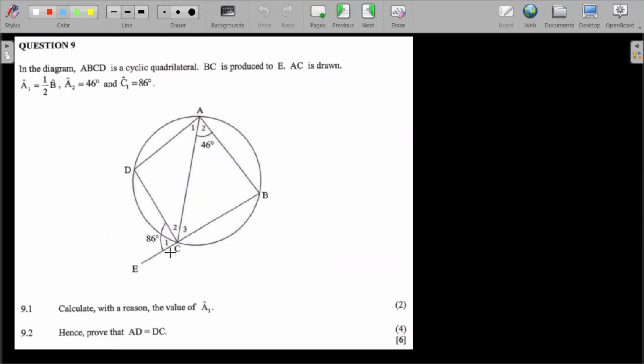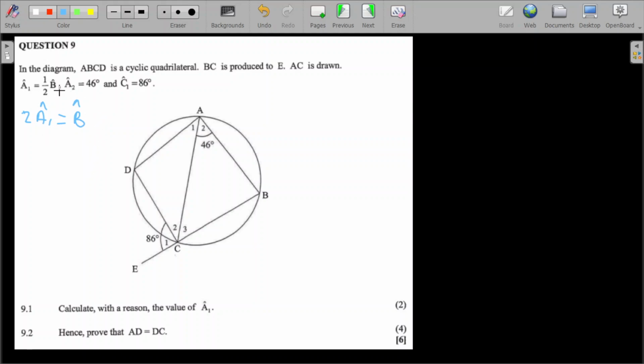Now coming here, on the diagram below, ABCD is a cyclic quad. The properties of a cyclic quad are very, very important. OBC is produced at E and AC is drawn. Then they give me this very important information here, which is this first thing here. It's telling me that according to this, 2A1 is equal to OB. That's what this half is telling me. Hopefully people did see it.